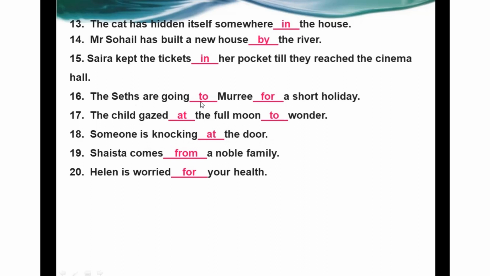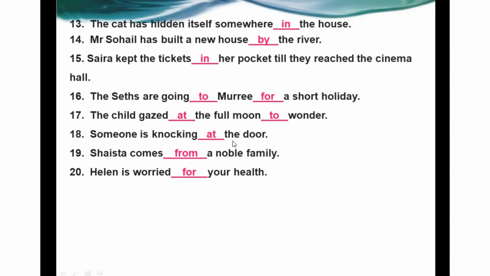Again it gives you an idea of some place or some noun. And what noun do we have here? The door. And "at" is our preposition. Okay, students, I will repeat. Someone is knocking at the door.